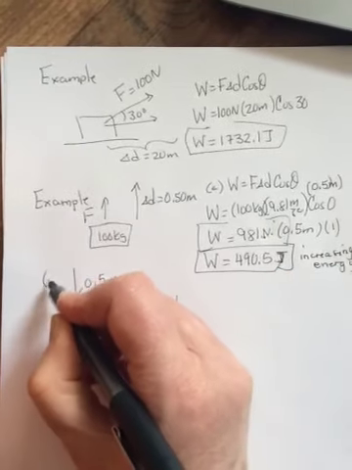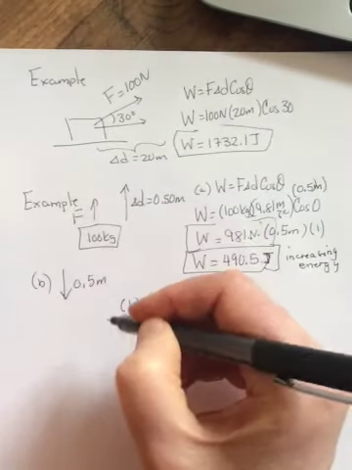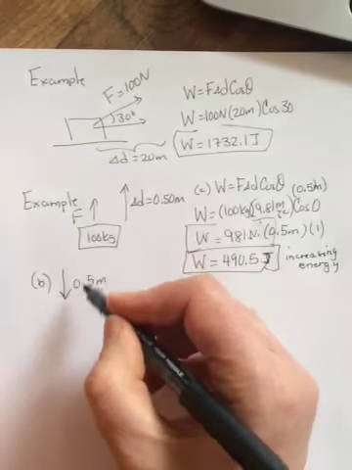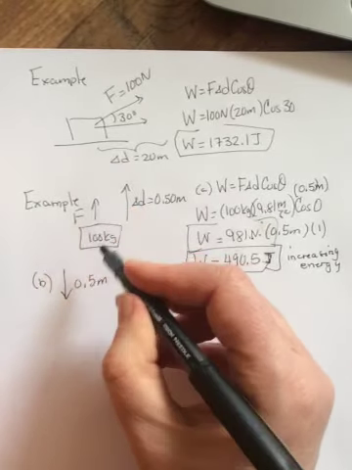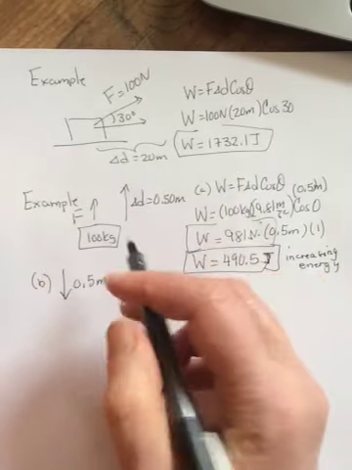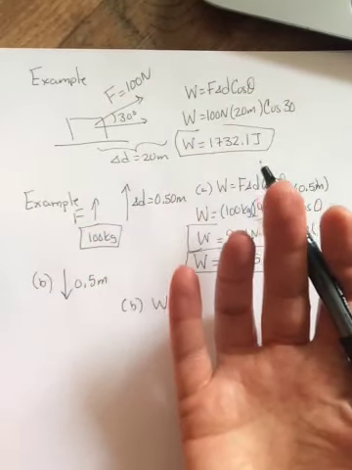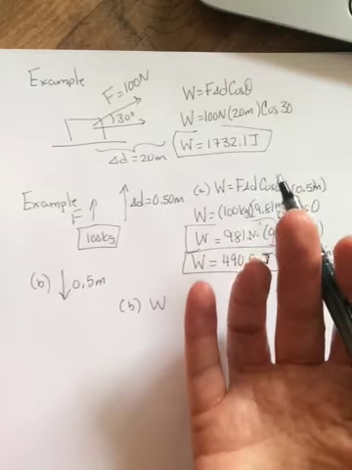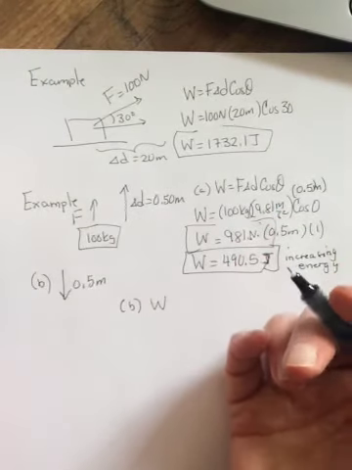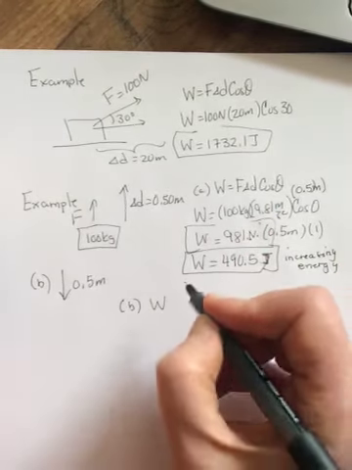Because in part B I said, what happens if you now lower the object down? When you lower the object down, the F is still going up, but now the delta D is down. If you weren't putting a force up on something that you were lowering, then gravity would be the only force acting on it, and it would fall. It wouldn't be lowered, it would just be free falling.